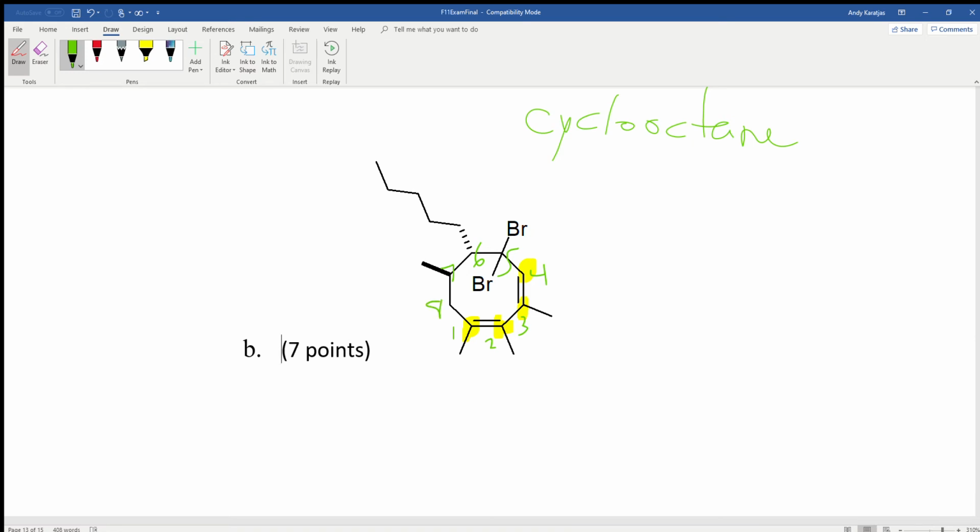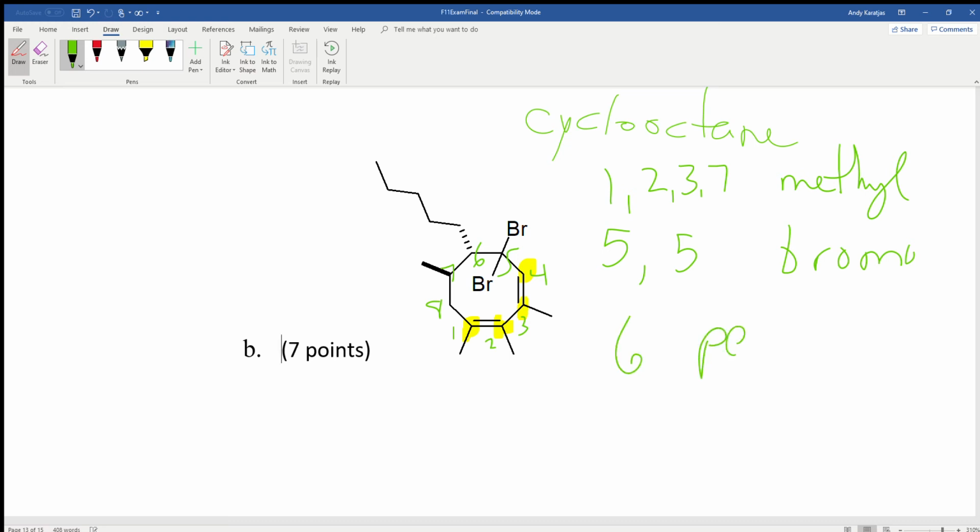So we can start naming our substituents. We can see that we have a series of methyl groups, and those are at 1, 2, 3, and 7. At carbon 5, we have bromines, and we list the number twice, of course, because we have 2 bromines. At carbon 6, we have a pentyl group. So now we're ready to start putting this name together. Bromines will come first alphabetically. 5,5-dibromo.